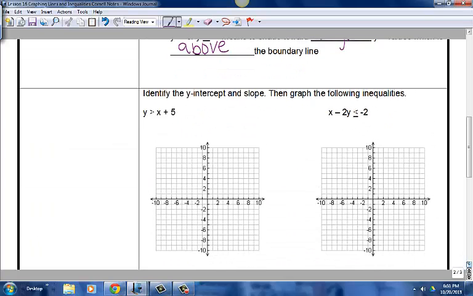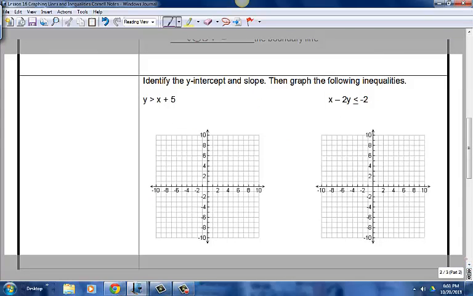Just like when doing equations, we're going to identify the intercept and slope first. So let's look at this first one. I'm going to go ahead and write y equals mx plus b over here, just so we remember that's our slope-intercept form. So I have y is greater than x plus 5. Remember, if there's no number in front of the x, it's just going to be a 1. So I have my slope, or m, is 1, and my y-intercept is going to be 5, or my b.